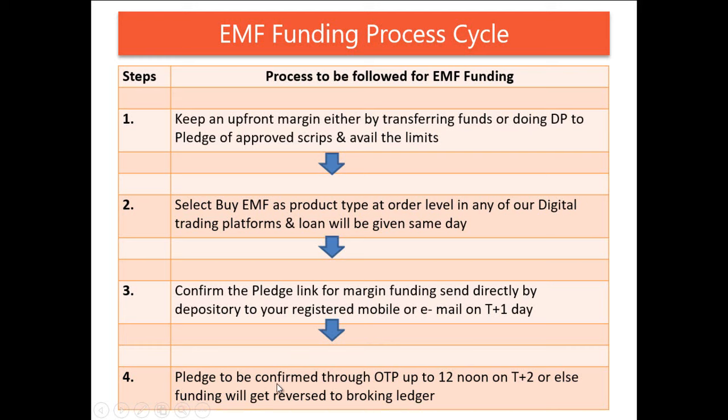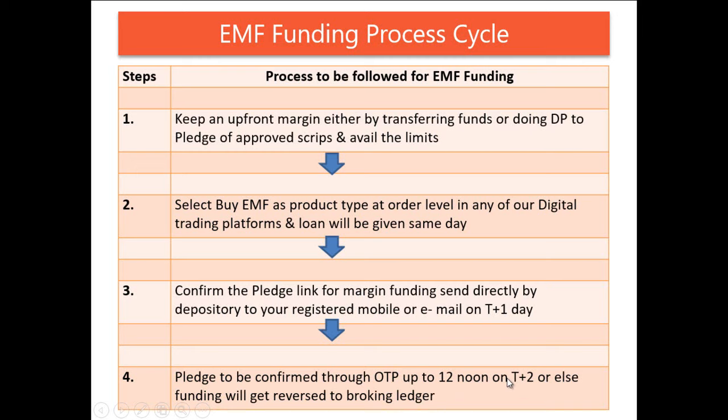Next, you have to confirm the pledge through OTP up to 12 noon on day T+2, or else the funding will be reversed to the broking ledger. Meaning, when you get an SMS, you will have to approve it through an OTP. Once you click on the link sent from the depository, it will show you the stocks you bought through EMF. You'll have to select the stocks and confirm. Once you confirm, it will send you an OTP. You will have to enter the OTP, and this has to be done before 12 noon on day 2.